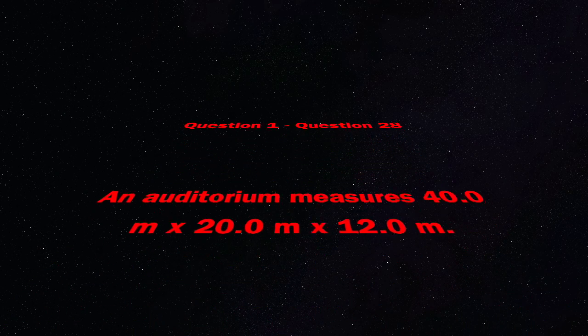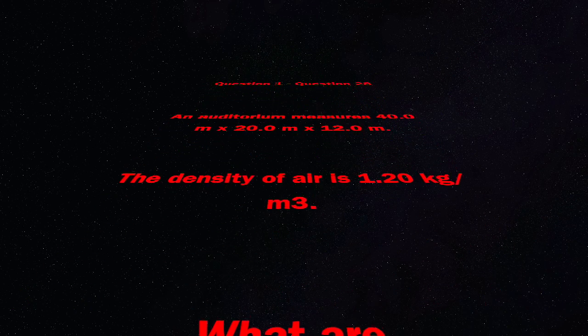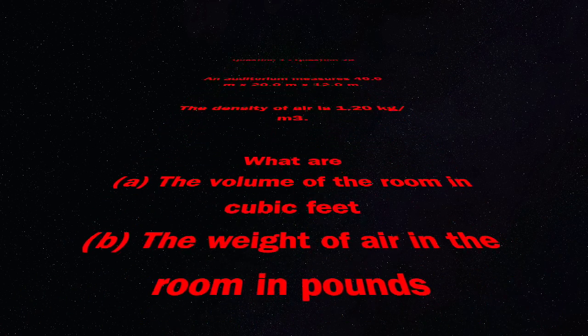Okay, let's start off with Chapter 1, Question 28. The question asks, an auditorium measures 40 meters by 20 meters by 12 meters. The density of air is 1.2 kilograms per meters cubed. What are the volume of the room in cubic feet and the weight of the air in the room in pounds?